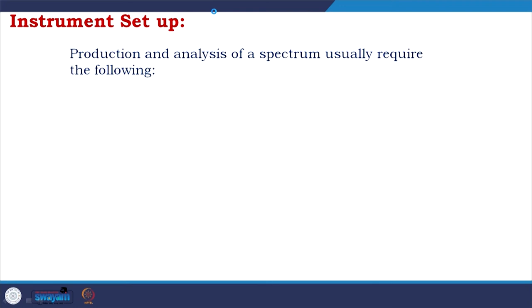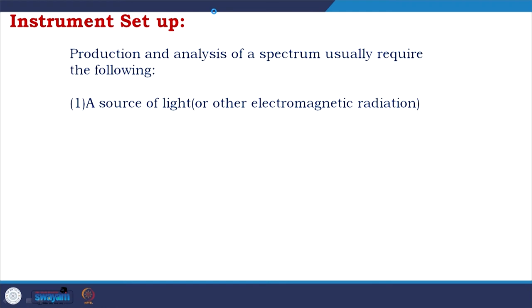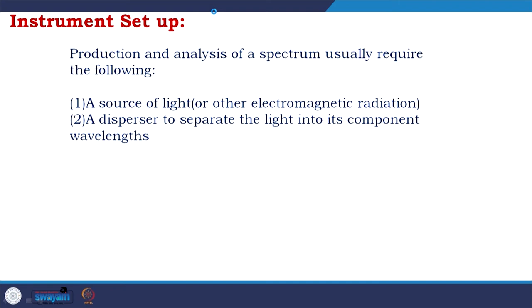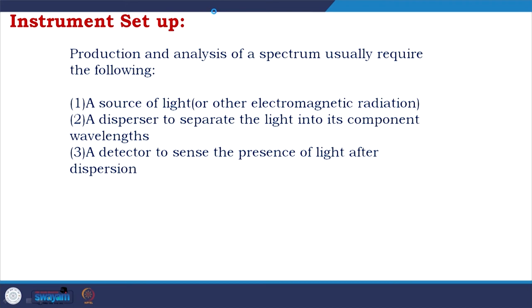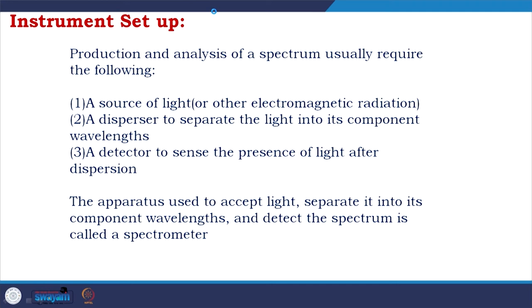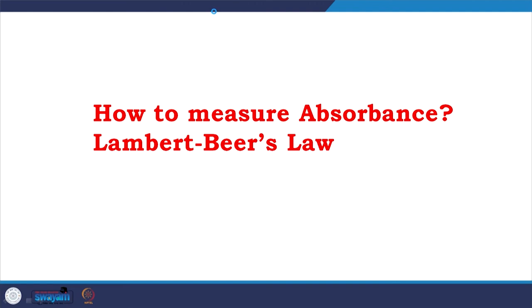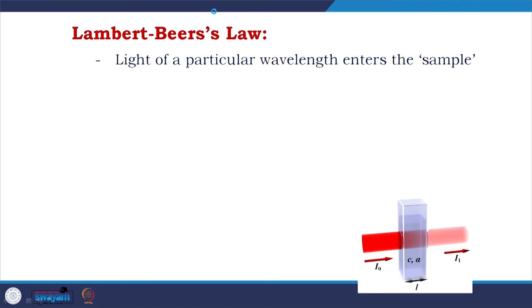So, the instrument setup, we are talking about a very simple instrument. The production and analysis of a spectrum usually require the following: a source of light or other electromagnetic radiation, a disperser or grating to separate the light into its component wavelengths, and a detector to sense the presence of light after dispersion. The apparatus used to accept light, separate it into its component wavelengths and detect the spectrum is called a spectrometer or diffraction grating. So, how do we measure? It is going by Lambert-Beer's law. In Lambert-Beer's law, light of a particular wavelength enters the sample, I0 is the initial intensity and its change is I1.